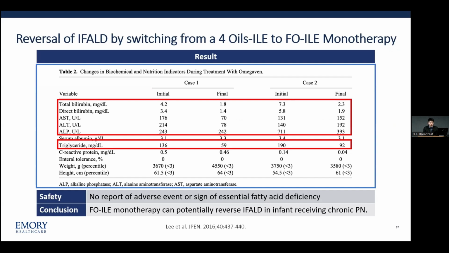For both cases, most liver enzymes and triglycerides shown in the red box improved after usage, except for AST and ALT in case 2. There were no reports of adverse events in both cases, demonstrating that FOILE monotherapy can be safe and can potentially reverse IFAL in infants receiving chronic PN.